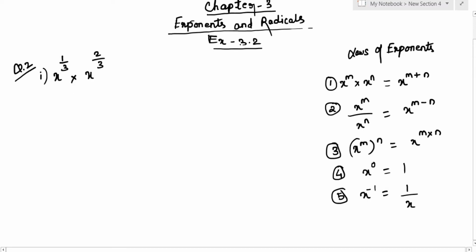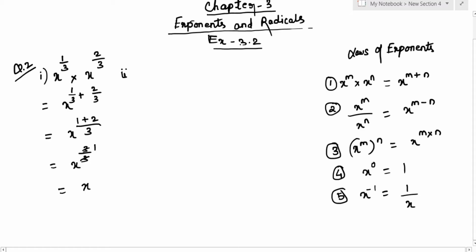Now continue to question number 2. It is saying to evaluate x to the power 1 by 3 into x to the power 2 by 3. Now here we can see that the bases are same and the powers are different and the sign is multiplication. That means the powers will add with each other. And here 1 by 3 plus 2 by 3, the common LCM you will get is 3. So the numerator will remain as it is, 1 plus 2. This will become x to the power 3 by 3. 3 is going to cancel with 3 and x to the power 1 is x.